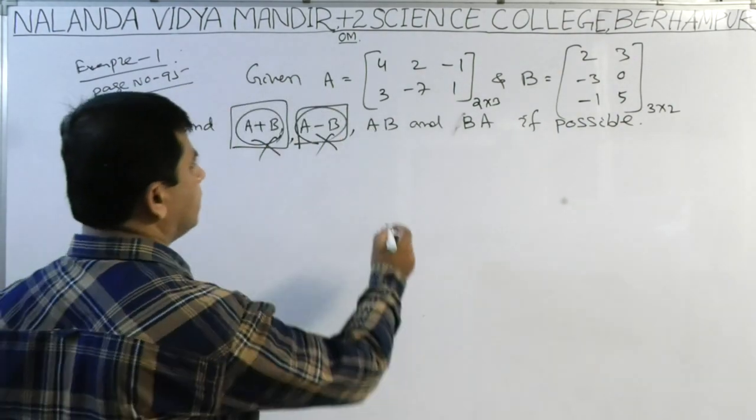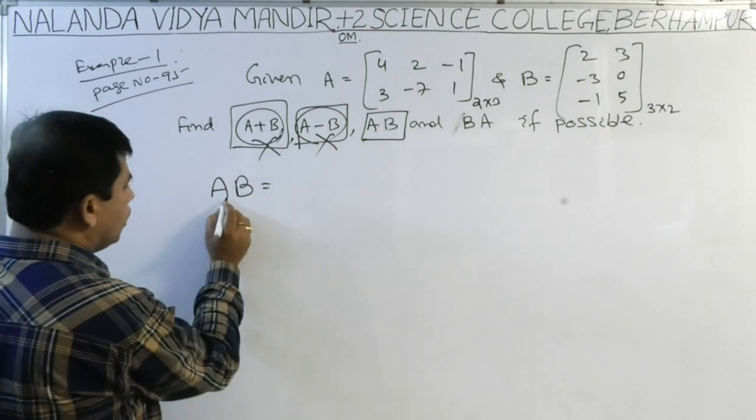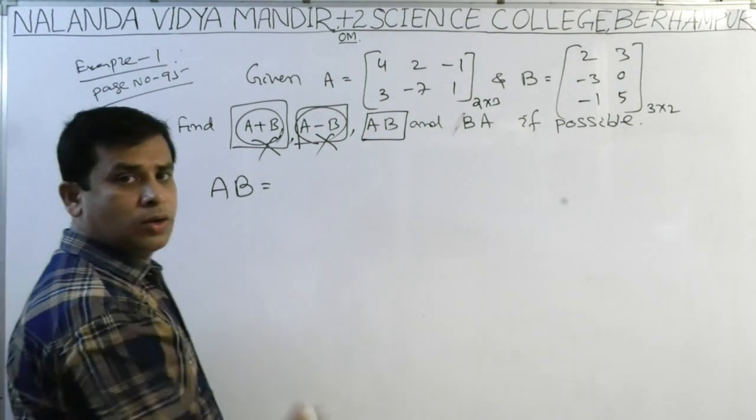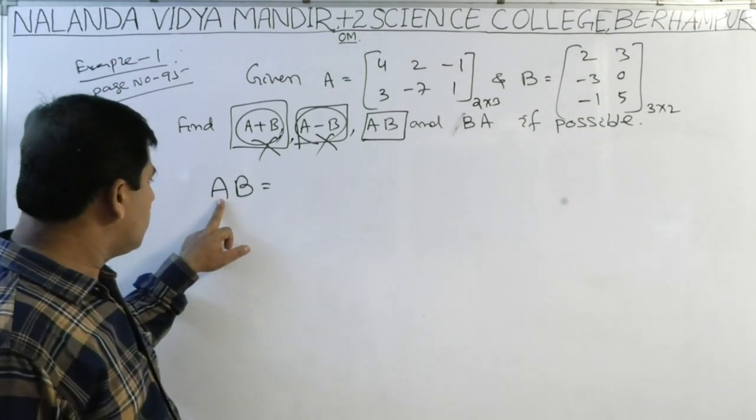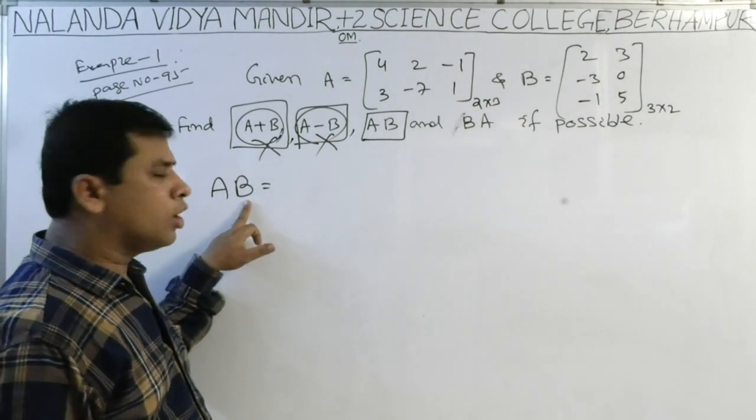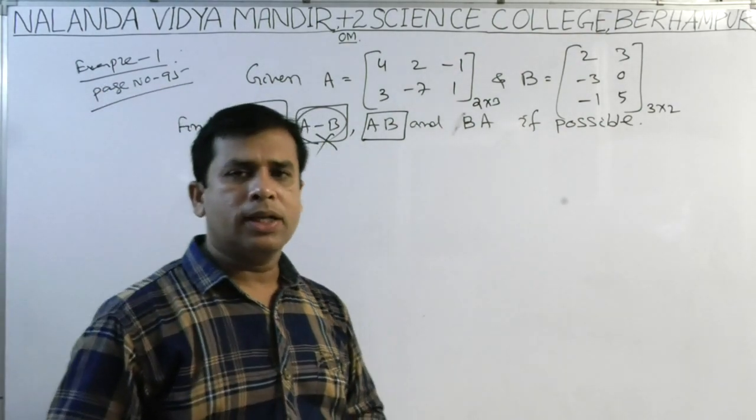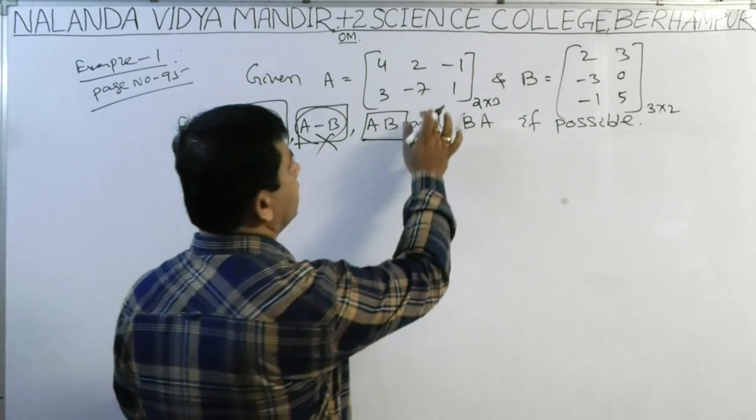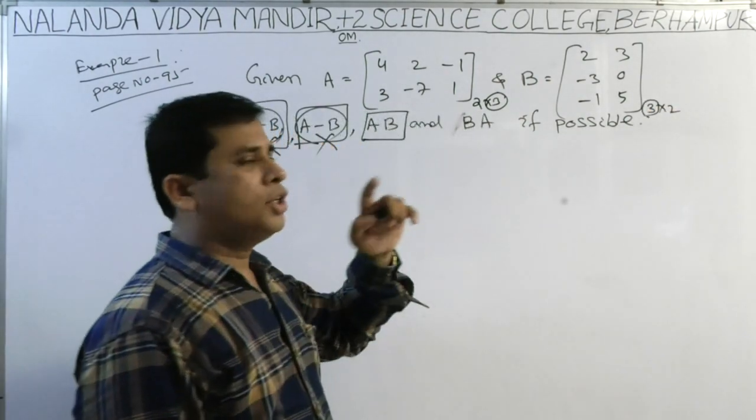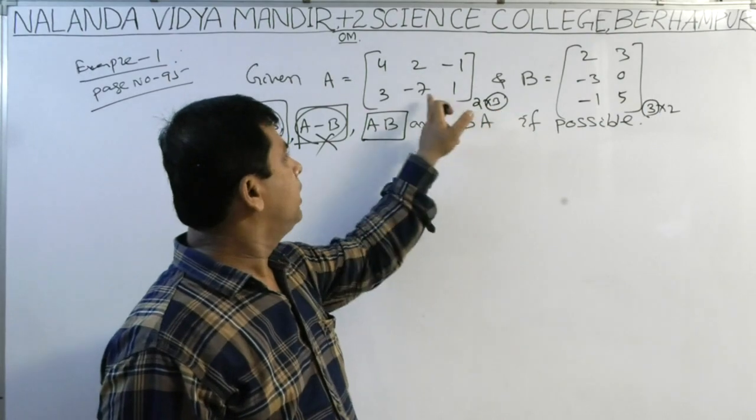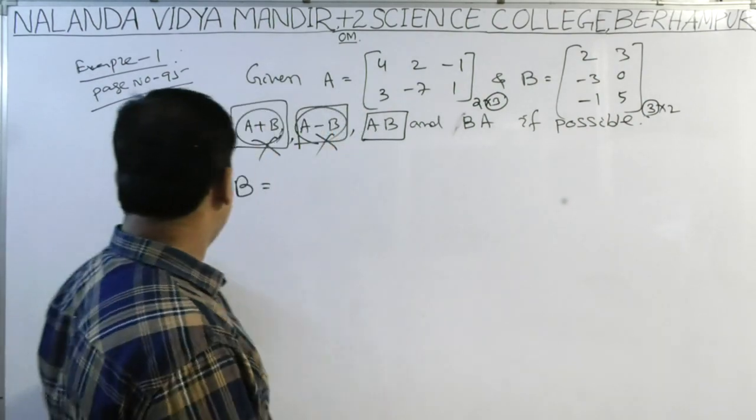Okay? Now test for A multiplied with B. A and B are conformal for multiplication if the number of columns of the pre-matrix is equal to the number of rows in the post-matrix. Here matrix A contains 3 columns and matrix B contains 3 rows. Therefore, the number of columns in A is equal to the number of rows in B. Therefore, we can define AB.